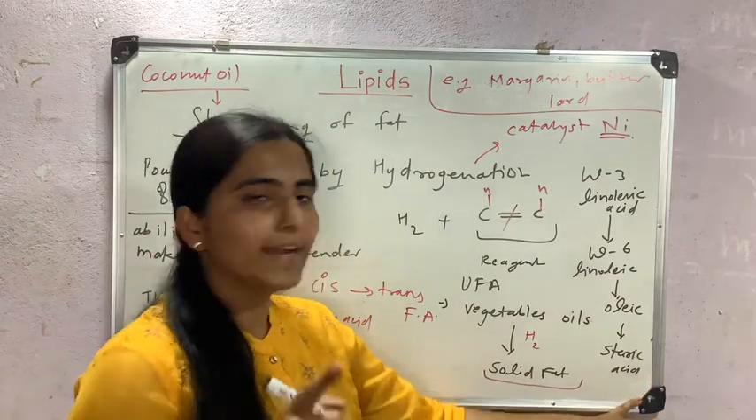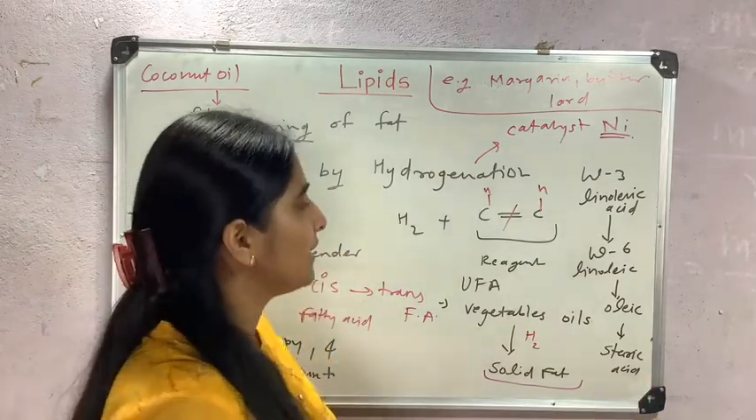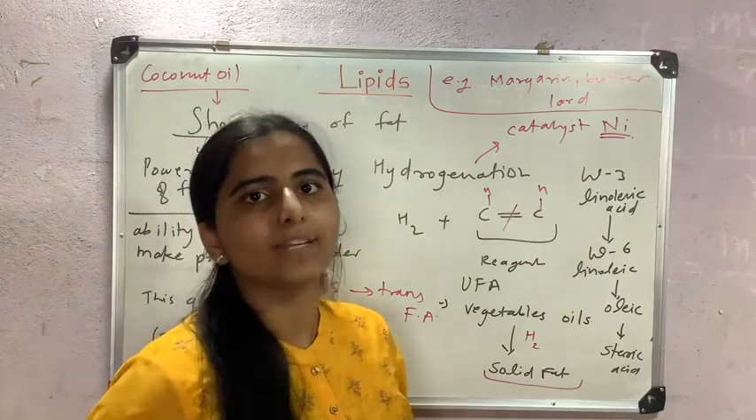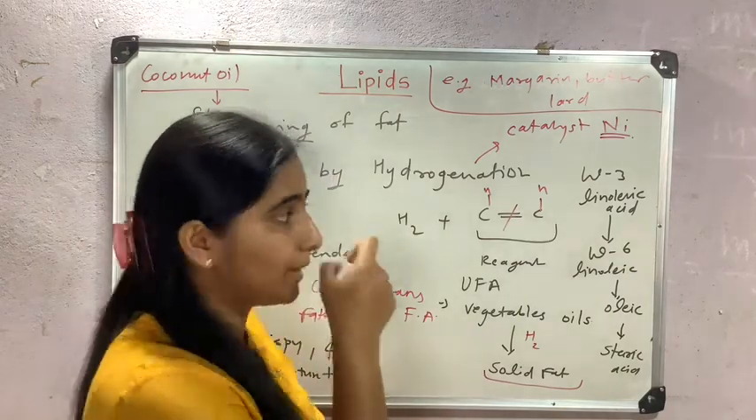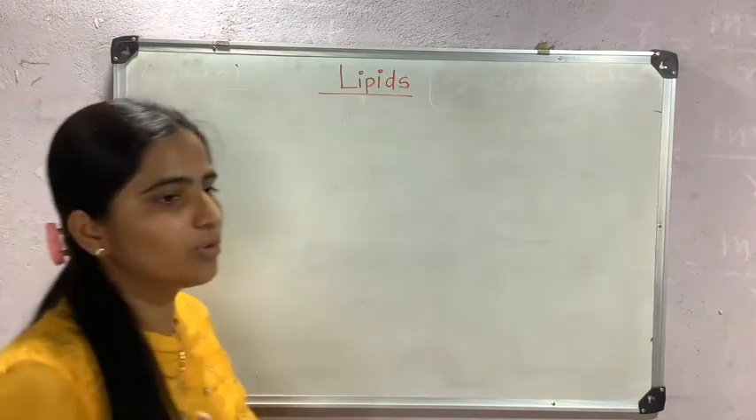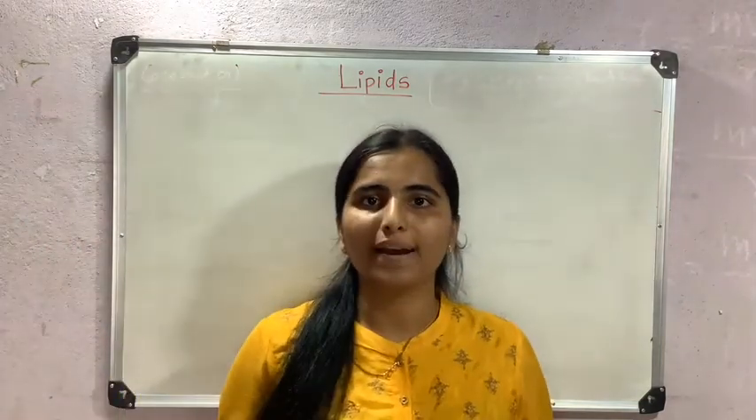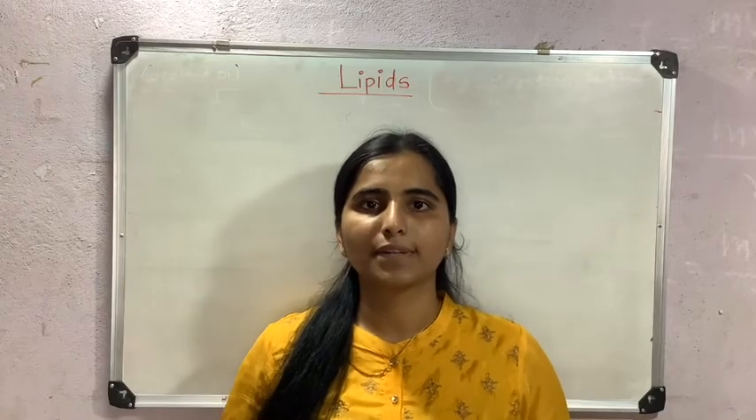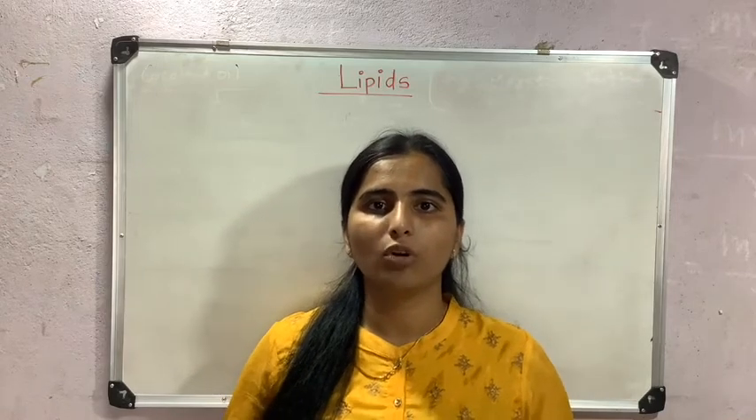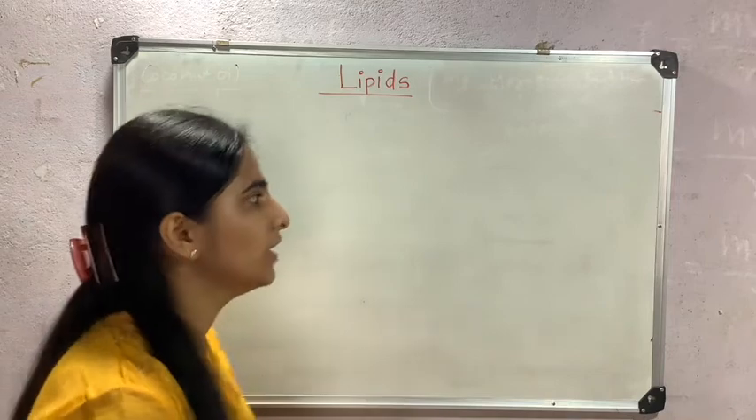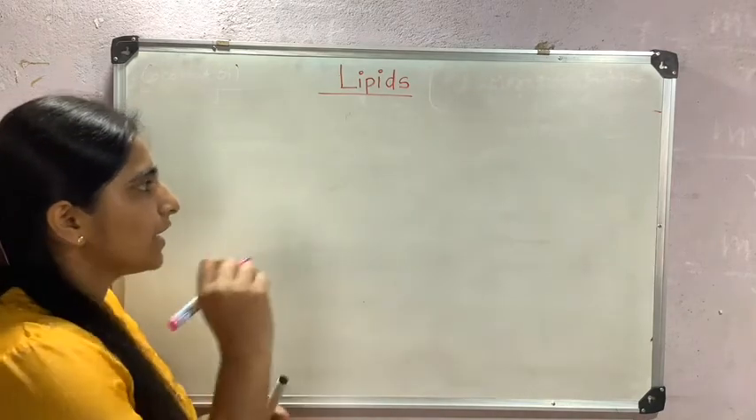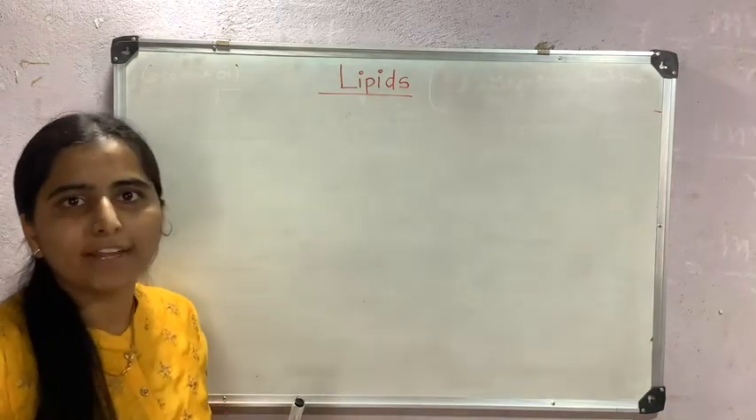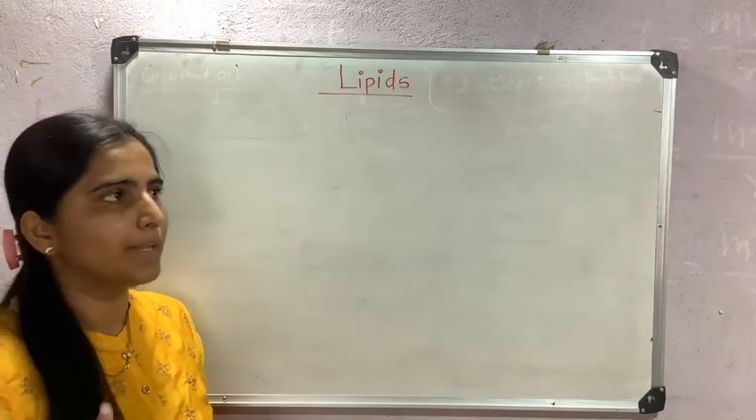which is solid at room temperature, and they have a higher melting point, as I told you, which is a physical property of lipid. As we know that fat imparts tenderness to the bakery products, and it makes bakery products crispy, crumbly, and more, it gives good texture to the bakery products. I will tell you how fat imparts tenderness to bakery products.